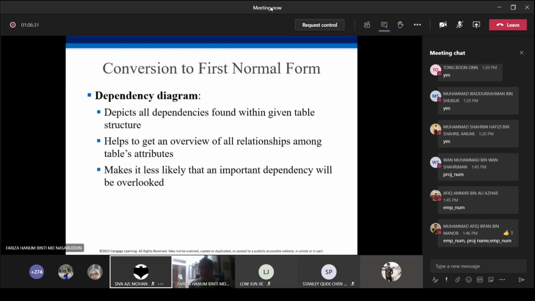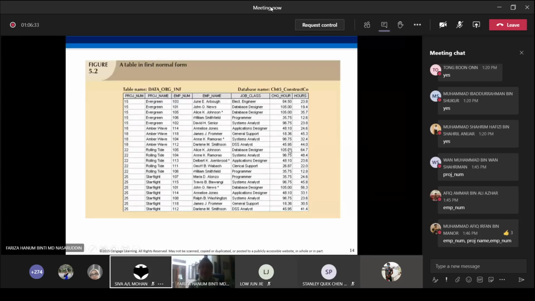In this case, I'm going to ask this question, but the answer is going to be slightly different. Why can't charge per hour determine job class? Why can't we say 105 determines the job class is database design? Maybe another job class can have the same charge per hour. Very good. Yeah, because you may have another job class which may have the same 105 as charge per hour. So that's why you can't say it is the other way around. So job class here in this case determines charge per hour.